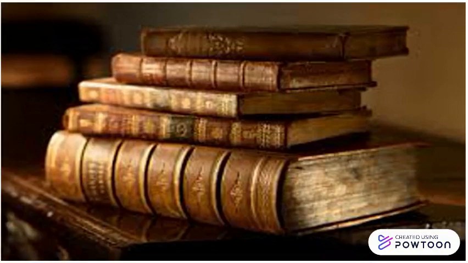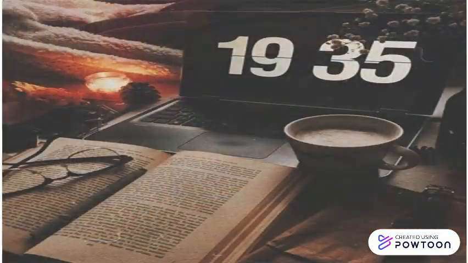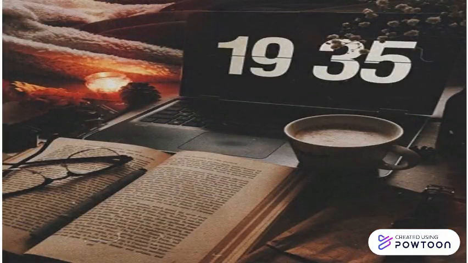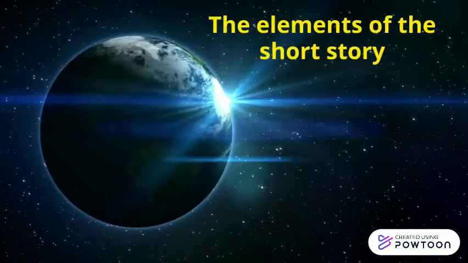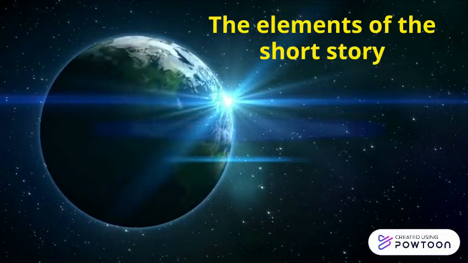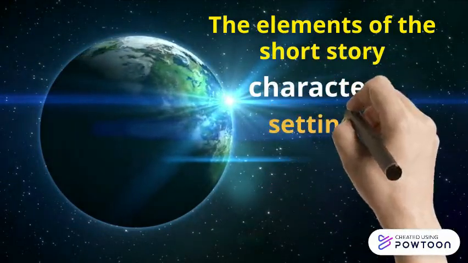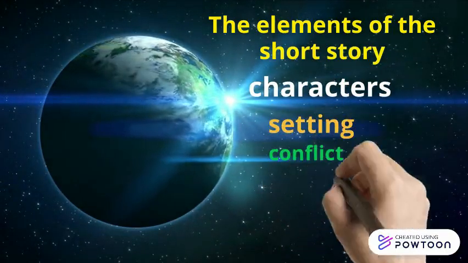We have 5 elements that are used to construct a short story, and knowing these elements helps you determine where the story starts and stops, and what type of conflict the characters face in the story. These elements can be summarized as characters, setting, conflict, theme, and plot.